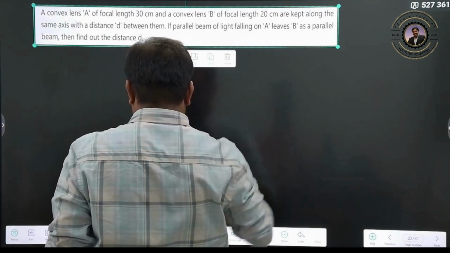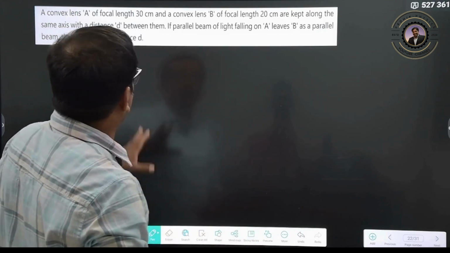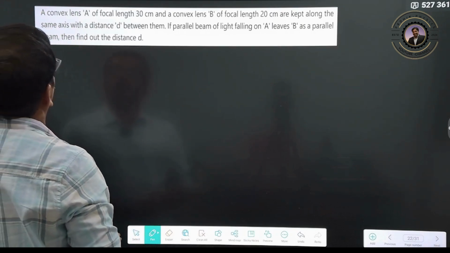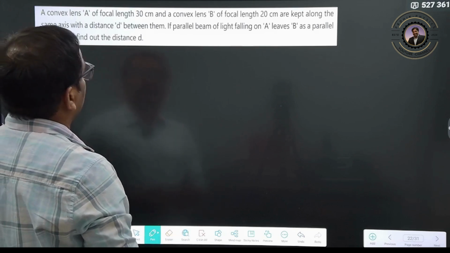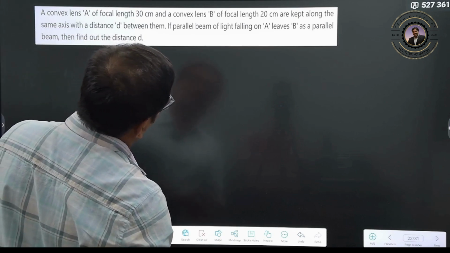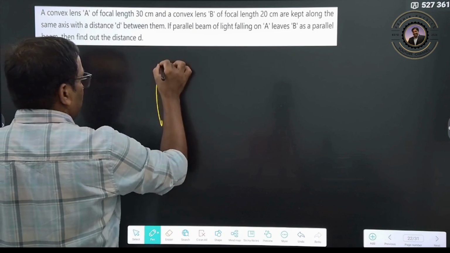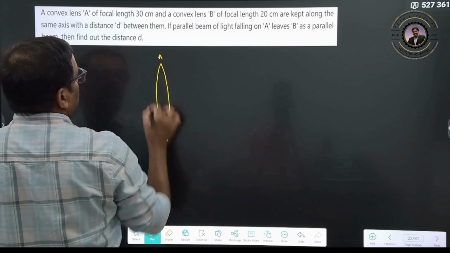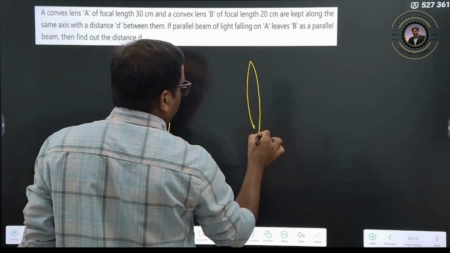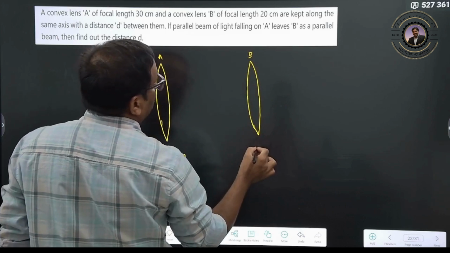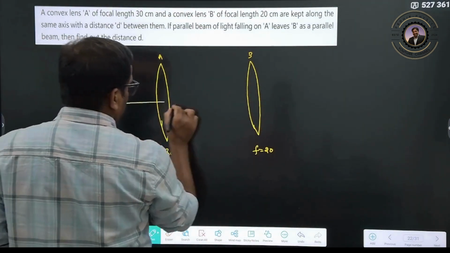Now let us see here. A convex lens A of focal length 30 centimeter, and a convex lens B of focal length 20 centimeter are kept along the same axis with a distance D between them. If a parallel beam of light is falling on A and leaves B as a parallel beam, then find the distance. This is a simple one. See, one lens is A. The focal length of A is 30 centimeter. Another lens is B, whose focal length is 20 centimeter. Clear? They are placed on the same axis.